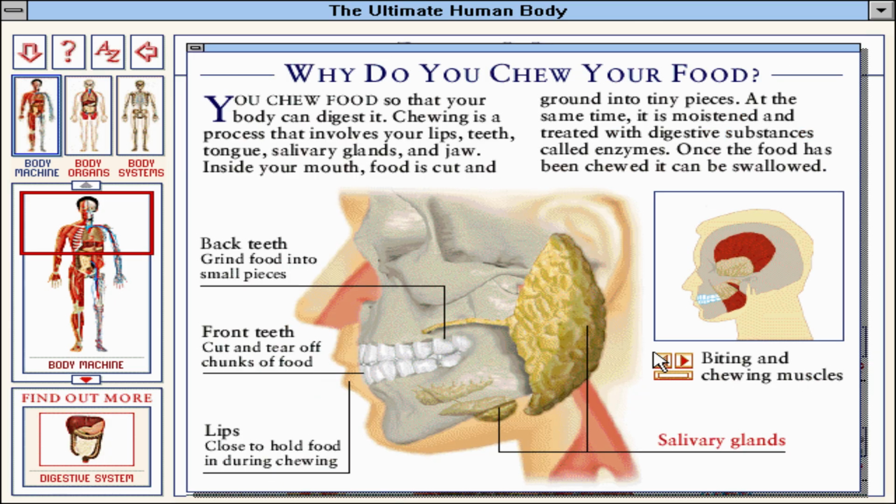Why do you chew your food? 4 sets of muscles are responsible for biting and chewing. The 2 that you can see here work together to close the mouth when biting. 2 smaller, deeper muscles produce the side-to-side chewing movements that grind food between the teeth.